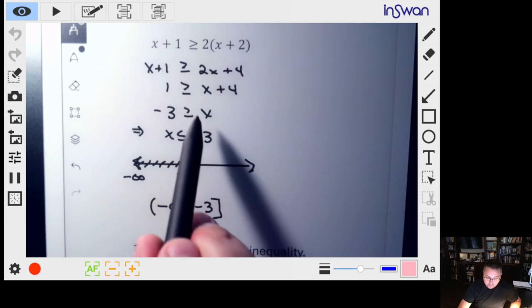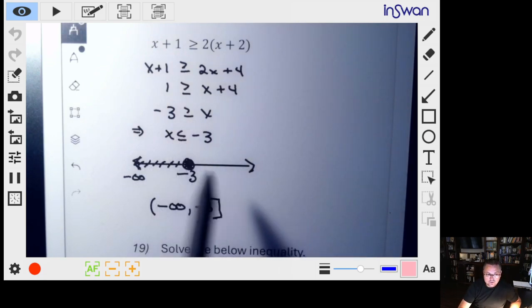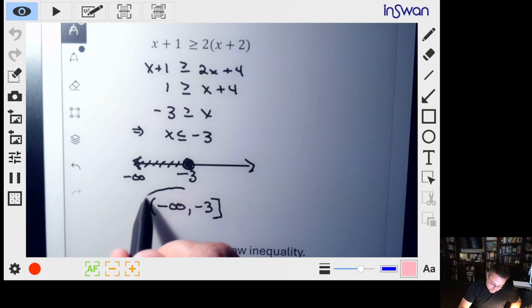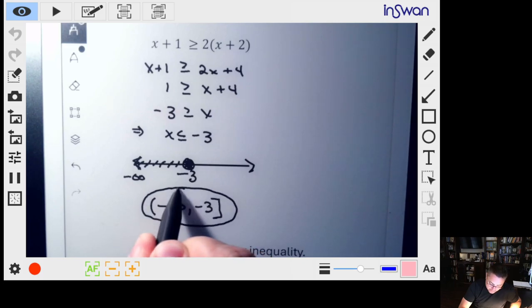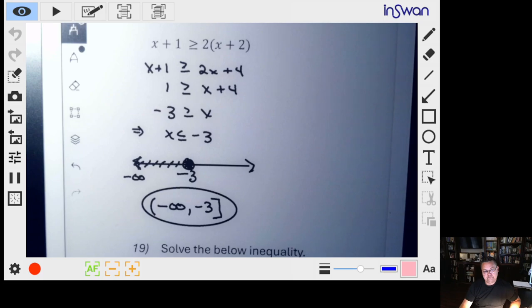So we just solve it like we would a regular linear equation, graph it out, and the graph helps us get to this, which is really the answer that you want to be putting down. Okay, the interval notation for the solution set.